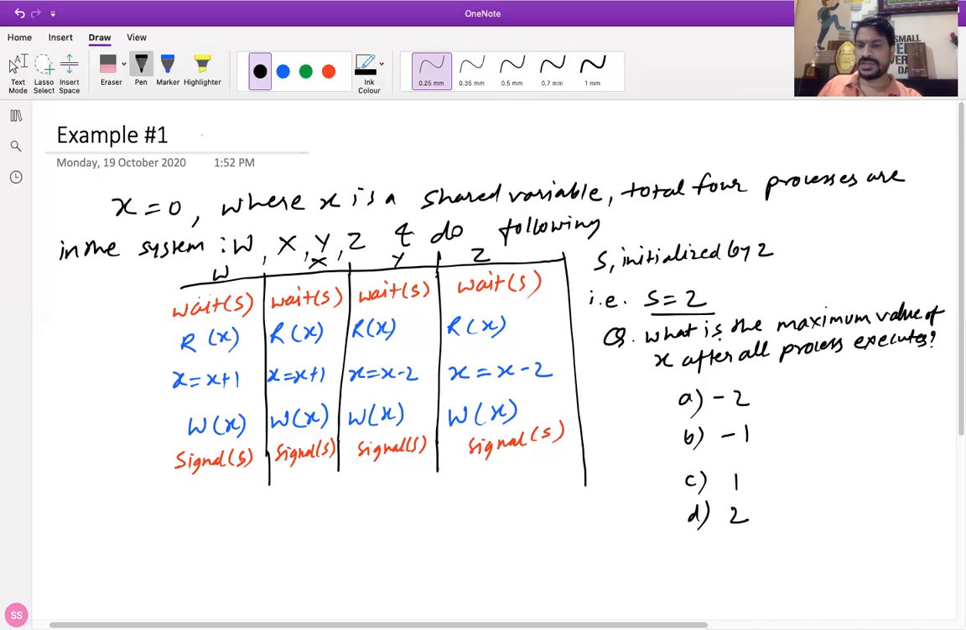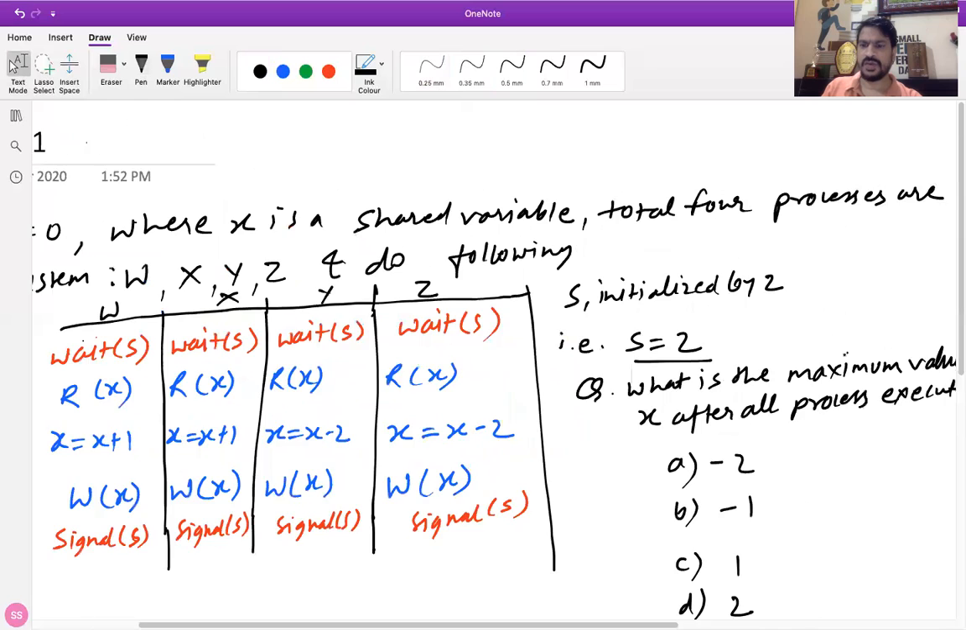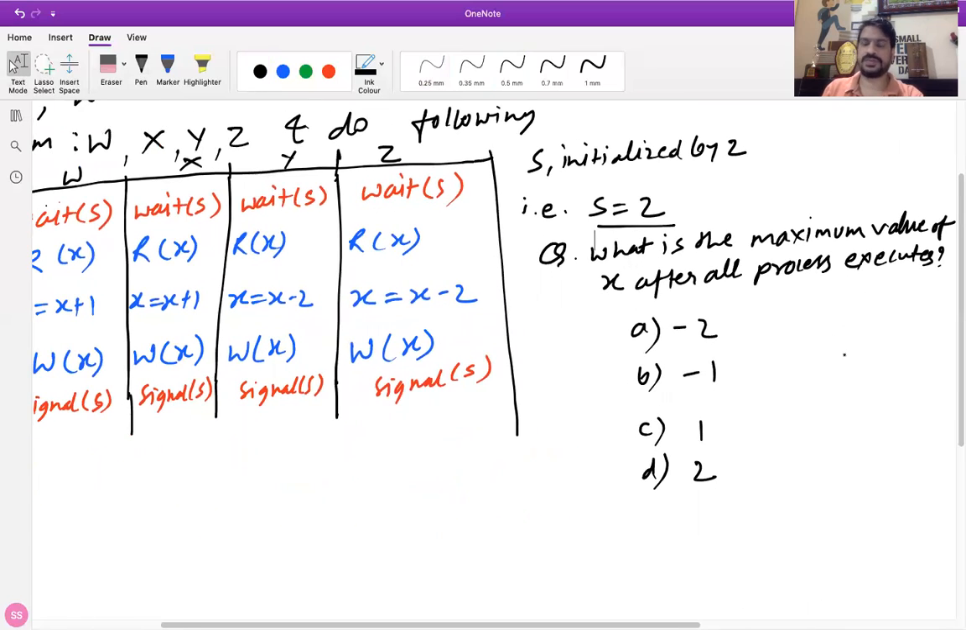Now the question is, what is the maximum value of X after all processes execute? Question says that, what is the maximum value of X after all processes execute? Now the options are: the value of X may be -2, the value of X may be -1, the value of X may be 1, or the value of X will be 2. So what is the maximum value of X when we execute all the processes?